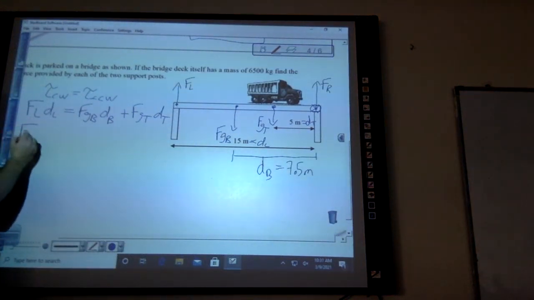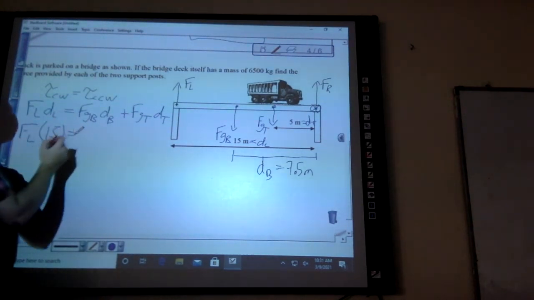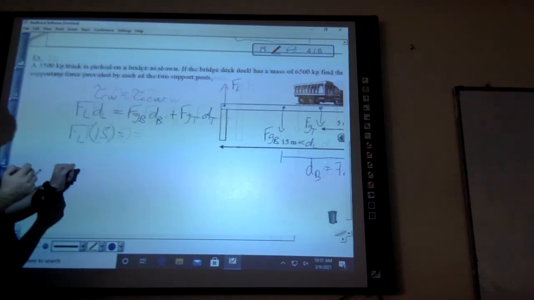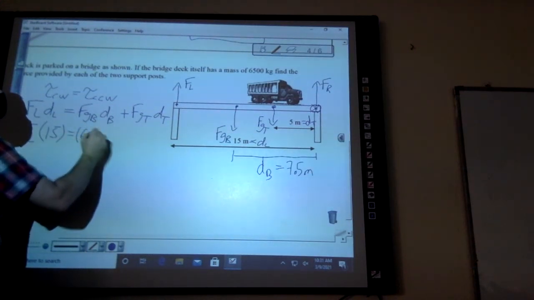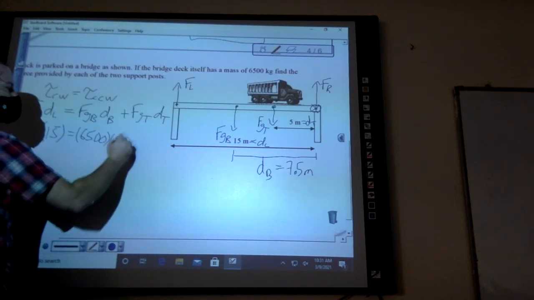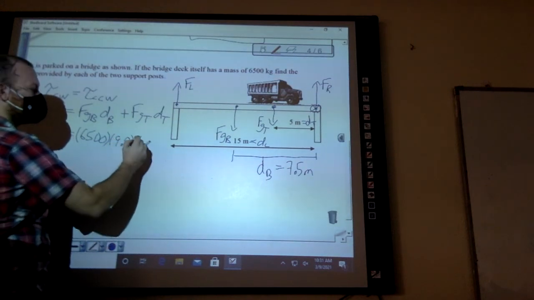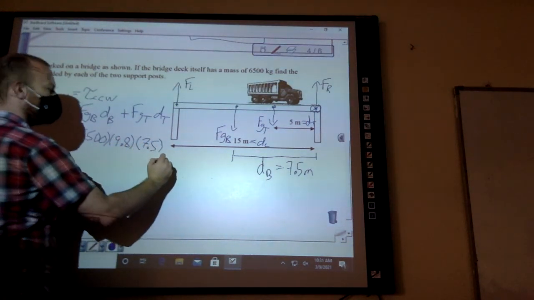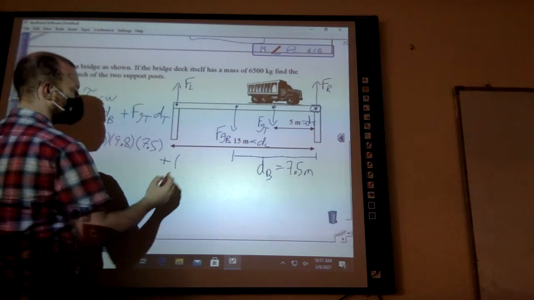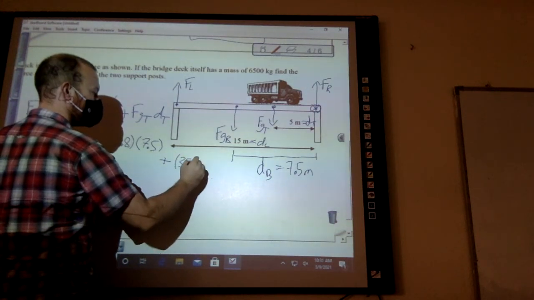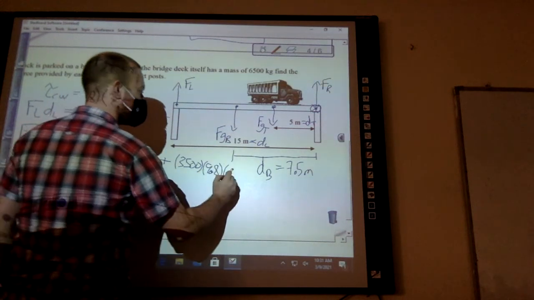So FL is what we're looking for. Distance to that is 15. FGB, we're told the mass, so we need to do 6500 times 9.8, which is the acceleration due to gravity, times the distance, 7.5, plus, I'm going to go down here, truck, we're told the mass, 3,500, 9.8, times the distance, 5.